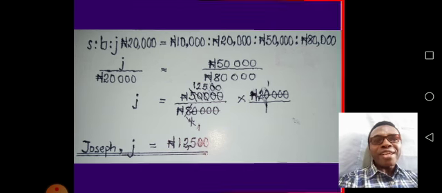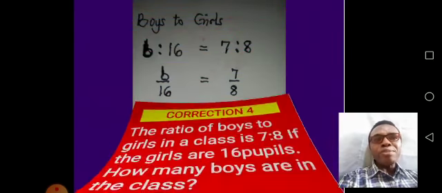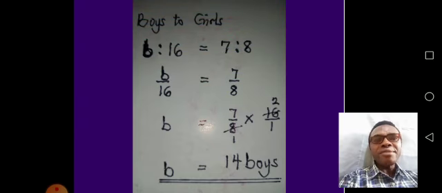All right, you can on your own find the contribution of others. Correction 4. The ratio of boys to girls in a class is 7:8. Remember, boys to girls gives you 7:8. If the girls are 16 pupils, how many boys are in the class? So we don't know the number of boys. That's what we are looking for, B. So the boys in the class is B, and the girls in the class is 16. So we have B ratio 16.